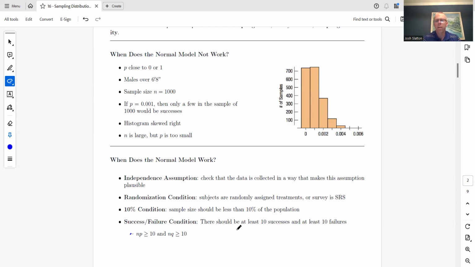So those are the conditions, and if those are met, then we can do whatever it is that we need to be doing. So we'll pick this up and we'll start on confidence intervals and get into solving some problems in the next video.